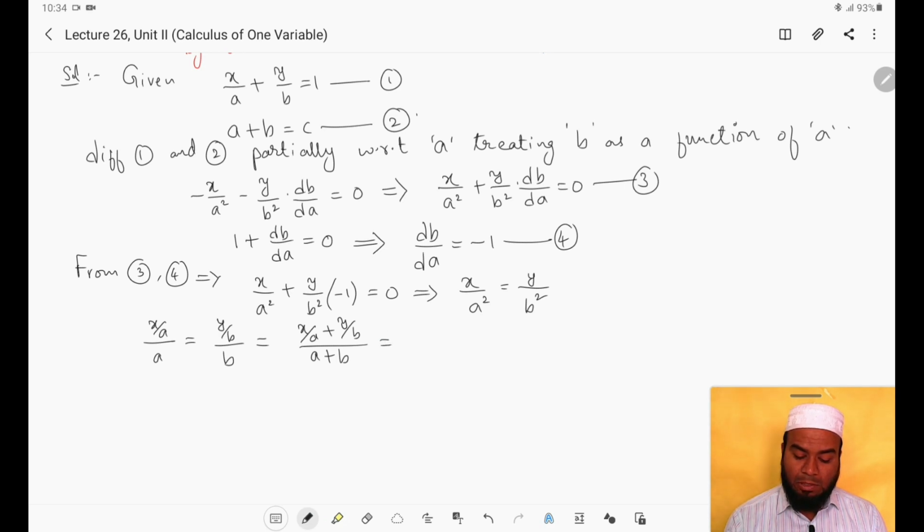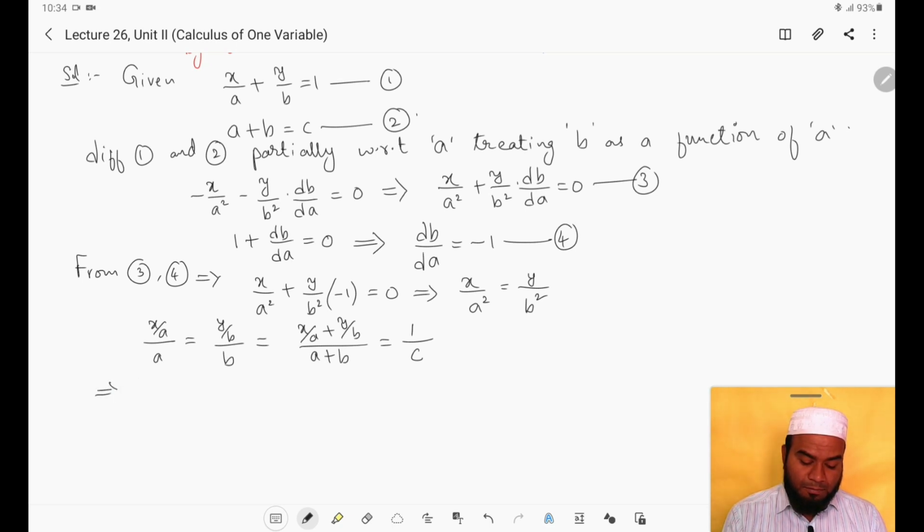Now this is equal to, what will happen? You see, x by a plus y by b, from equation 1, is nothing but 1. So I can replace this with 1, and in the denominator a plus b equals c from equation 2. So what will happen? This is 1 by c.